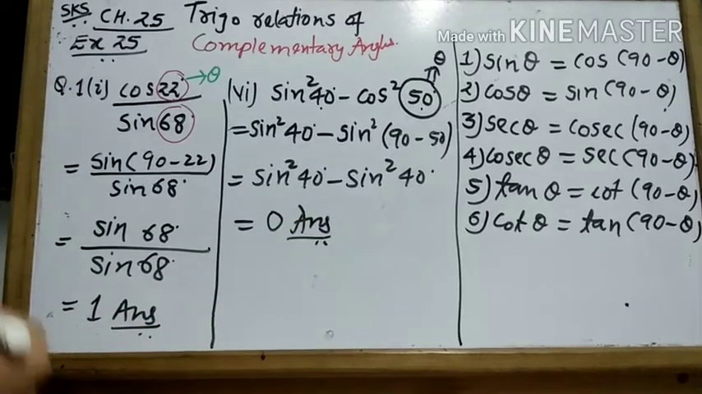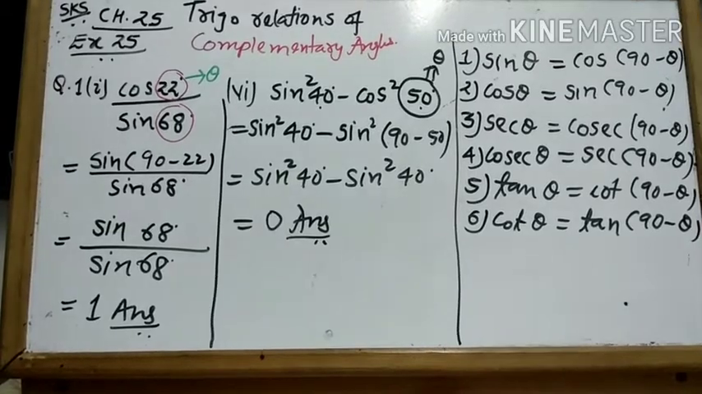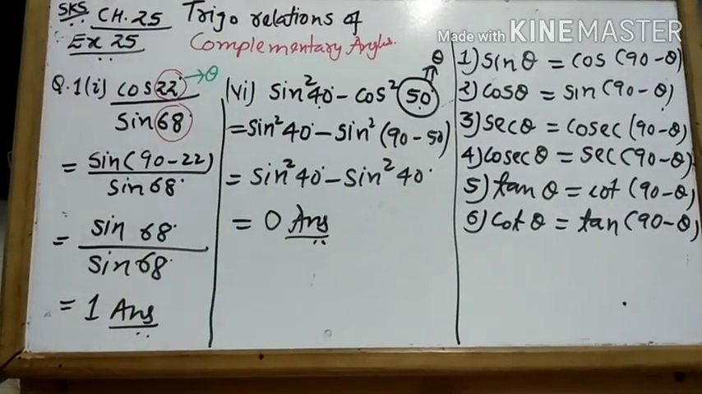Key point again, remember, one pair of angles you have to find out such that they are complementary. You may be given two ratios, and any one ratio you will convert into the other ratio.